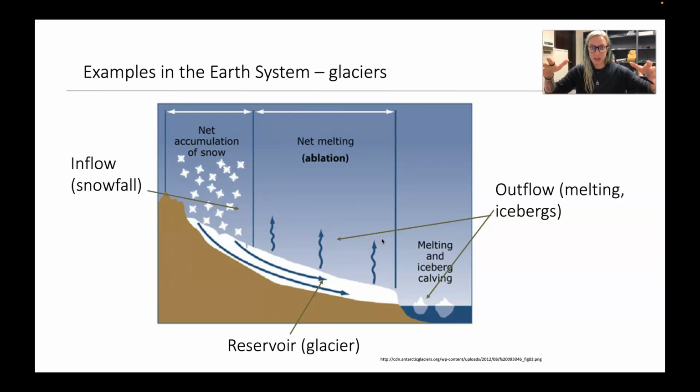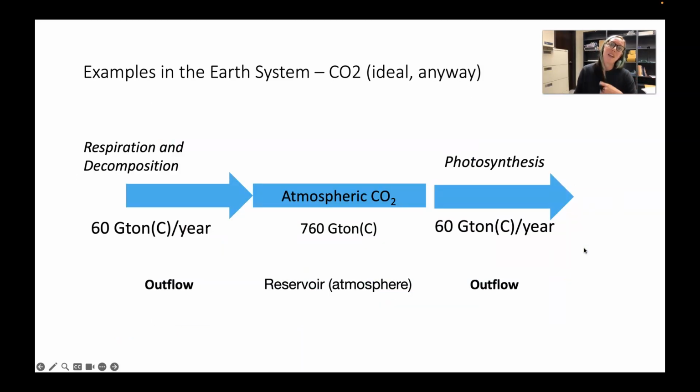Seasonally, we can see these variations, right? In the winter season, we see the glaciers grow. In the summer season, we see the glaciers shrink, but the overall net amount of ice would stay the same if things weren't going the way they're going right now. Another example, speaking of climate and climate change, would be, of course, the ideal version of CO2.